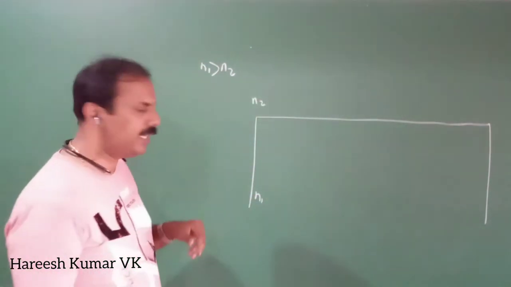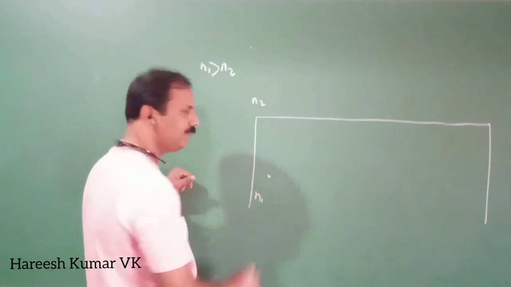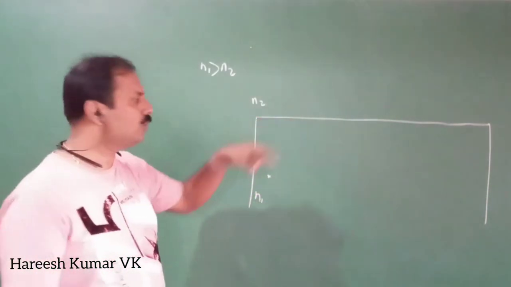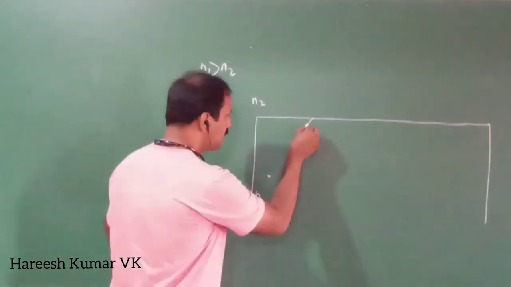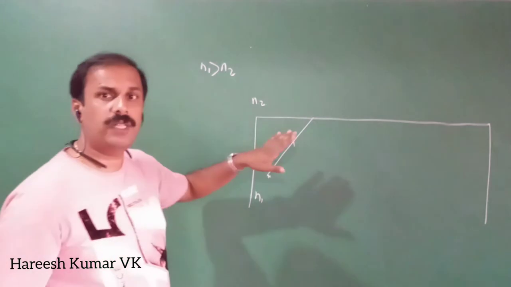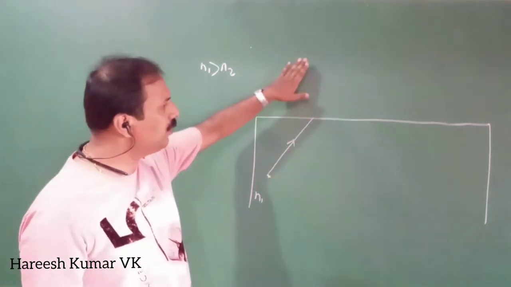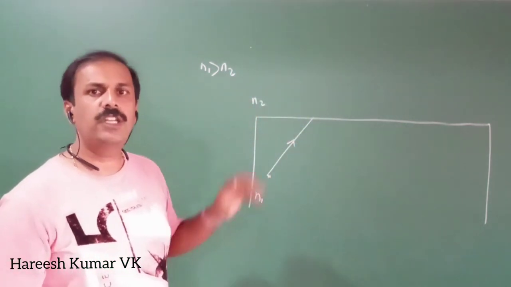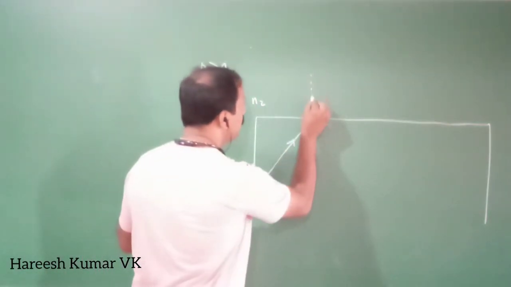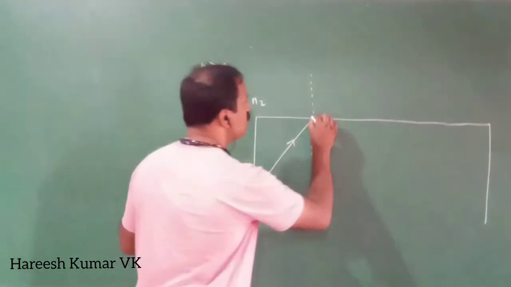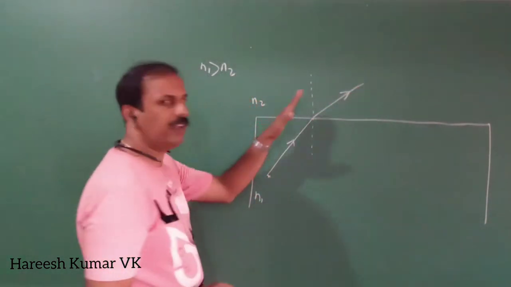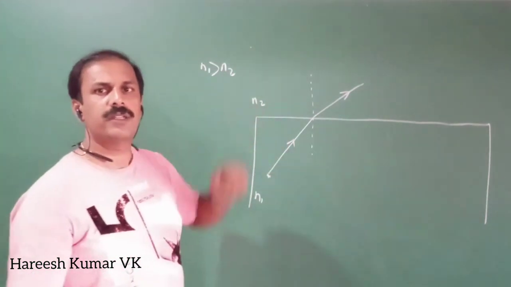Think of it in such a way that our source of light is here. The source produces light and it goes towards this side, like this. So this is the ray of light. When light moves from a denser medium to a rarer medium, it will bend away from the normal. So if the normal is like this here, then it will go like this. It will bend away from the normal. This is the normal situation.